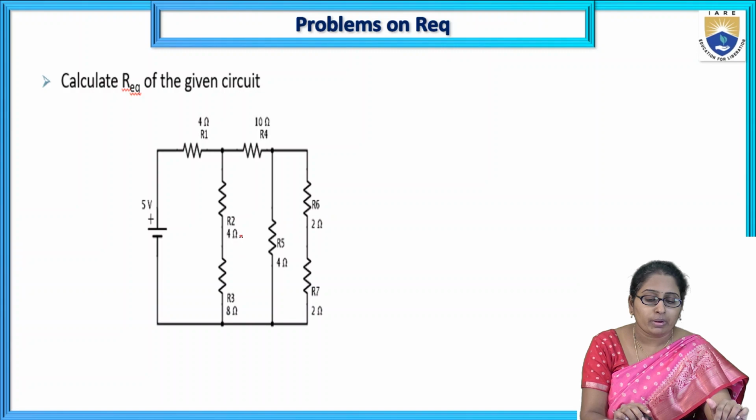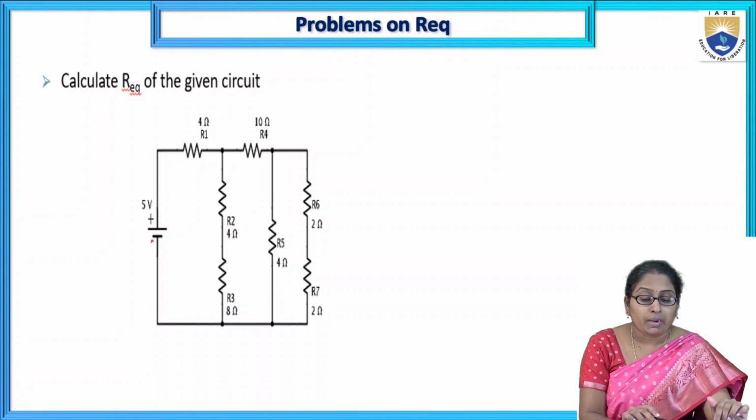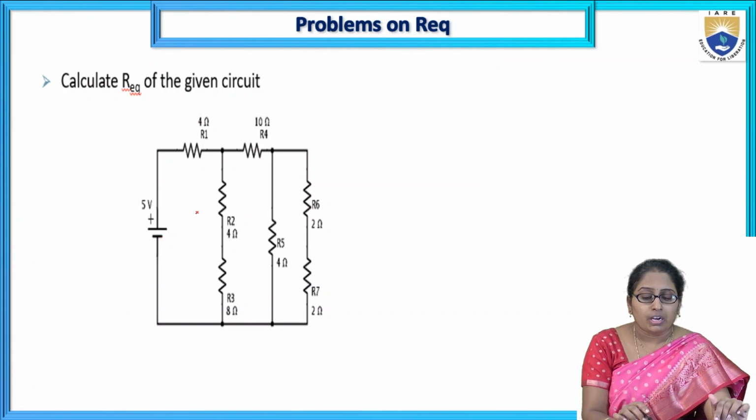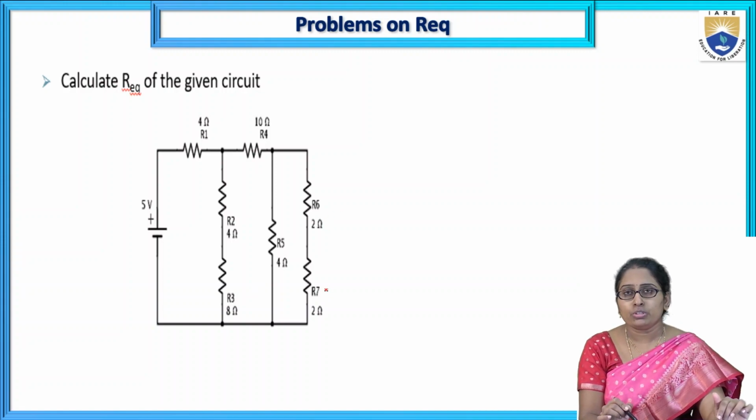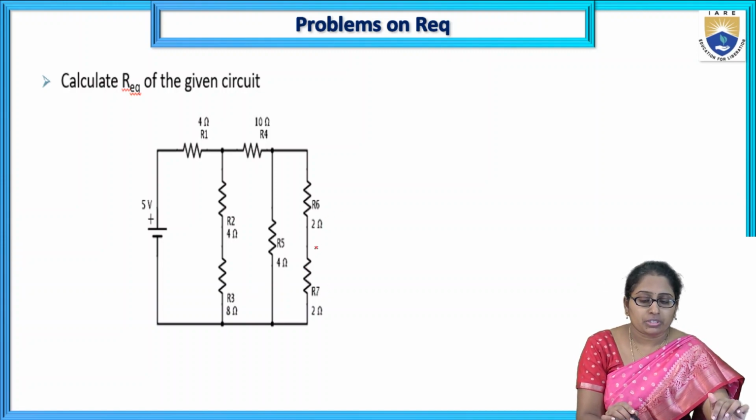Here the supply battery has a value of 5 volts, with the resistors R1 = 4, R2 = 4, R3, R4, R5, R6, R7, whose values are also mentioned. So how do we calculate the R equivalent for this problem?